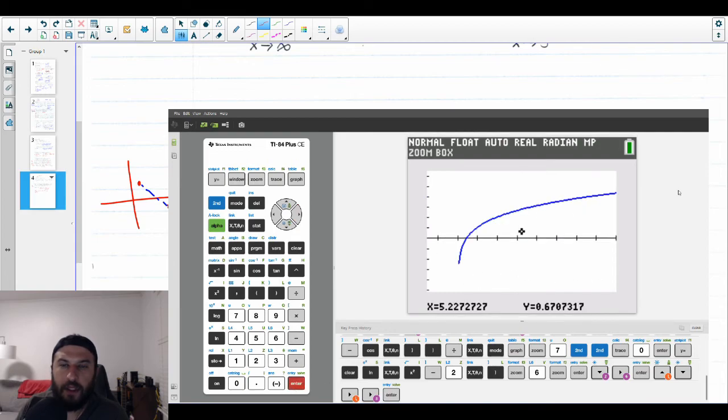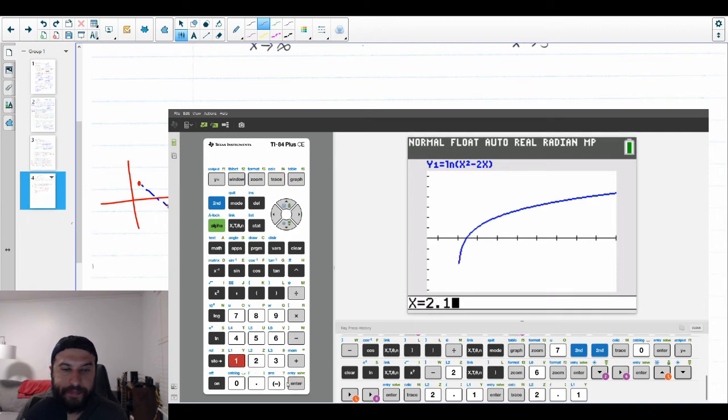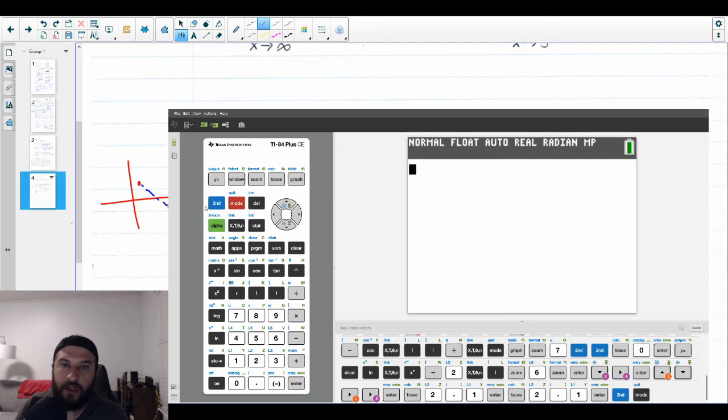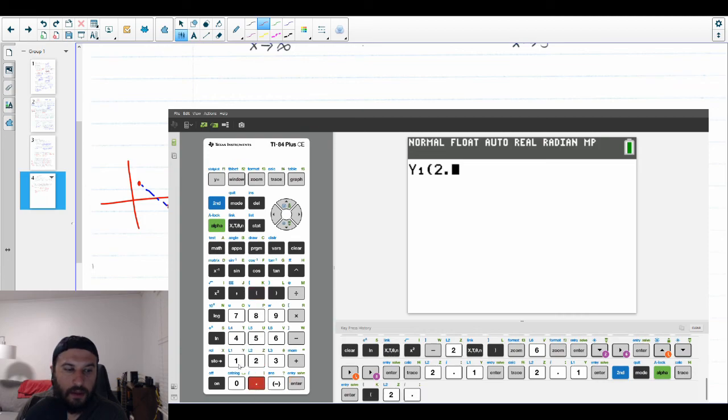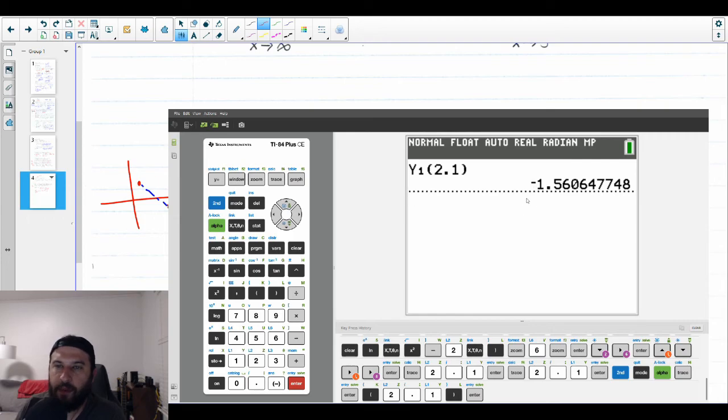Okay, second trace, 2.1. There we are. All right. No funny business. So this is another way you can plug in 2.1. You could just hit trace, type in 2.1. It gives you the output right there. You could also alpha trace if you wanted to. Either way, it gives you the output. So negative 1.56. I'm going to write that down. I know you guys can't see that, but I'm writing it down. It'll show up for you in a second.